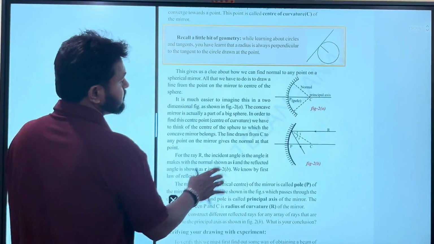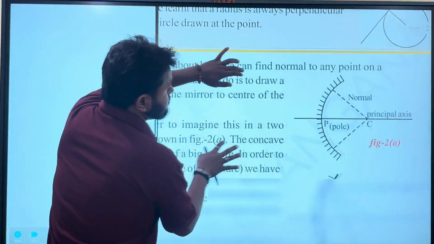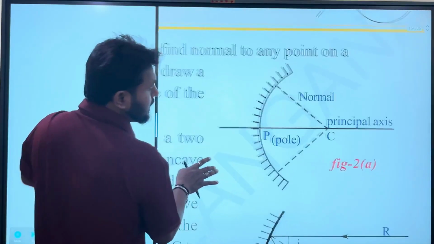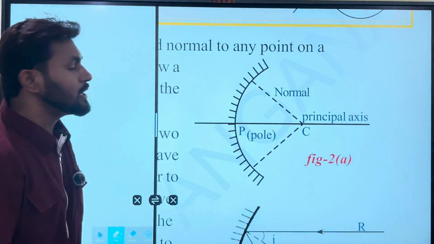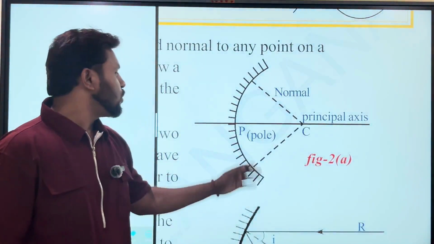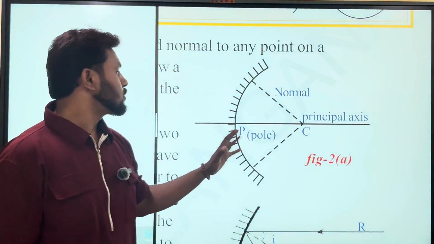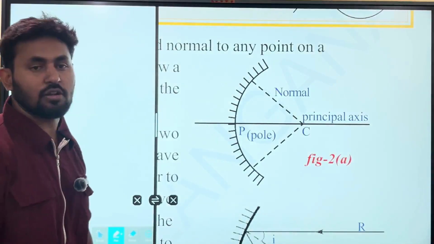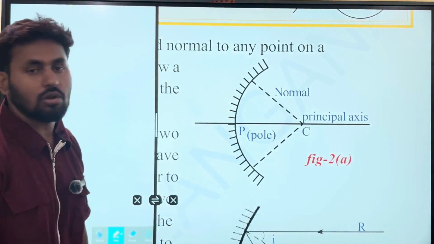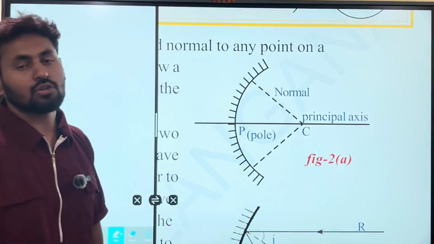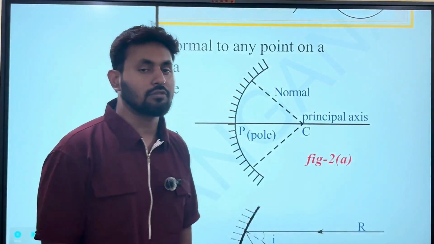Now let me zoom this for you. Can anyone comment in the comment box what kind of mirror this is? I have just taught you. Whether it is concave or convex. I'll surely check your comments, whatever you people have written.